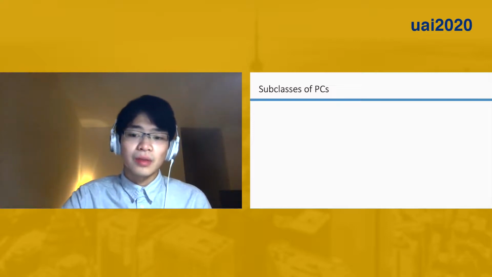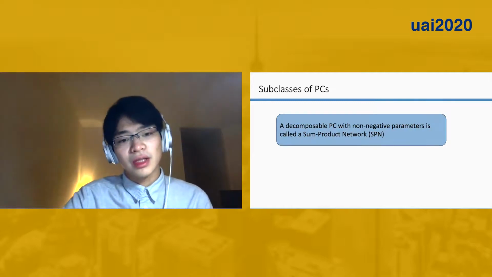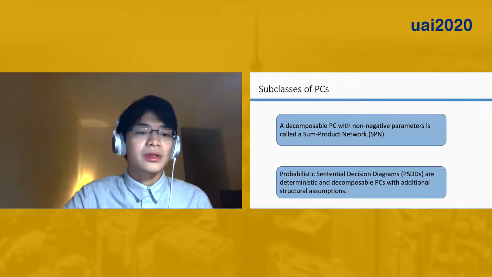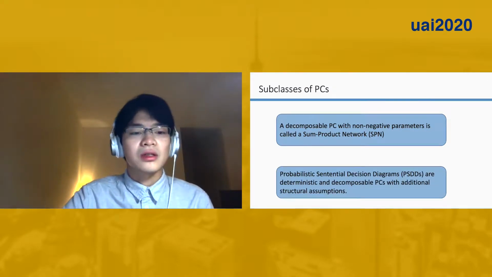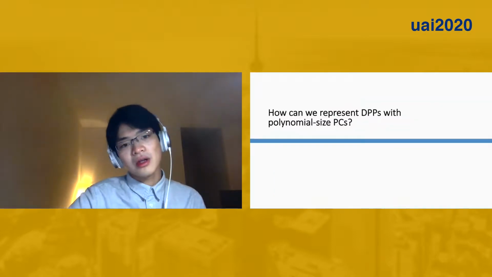Given these structural properties, people have identified several subclasses of PCs. For example, a decomposable PC with non-negative parameters is called a sum-product network, an SPN. Probabilistic sentential decision diagrams, PSDDs, are deterministic and decomposable PCs with additional structural assumptions.